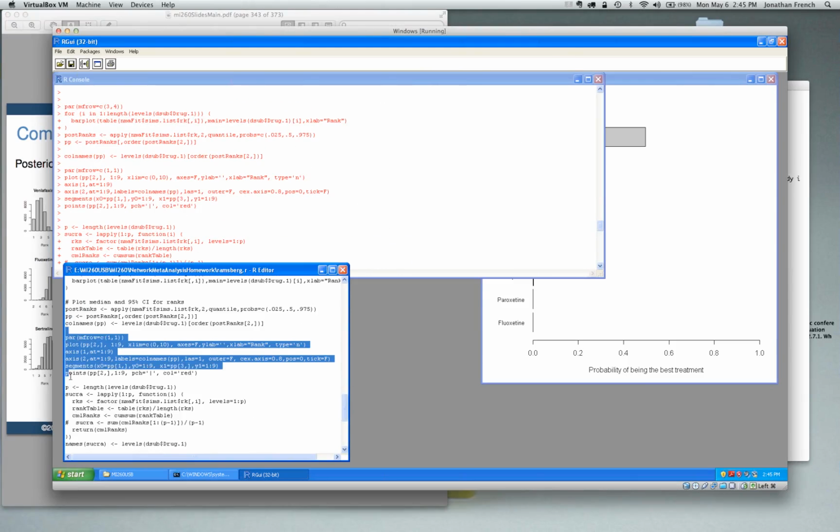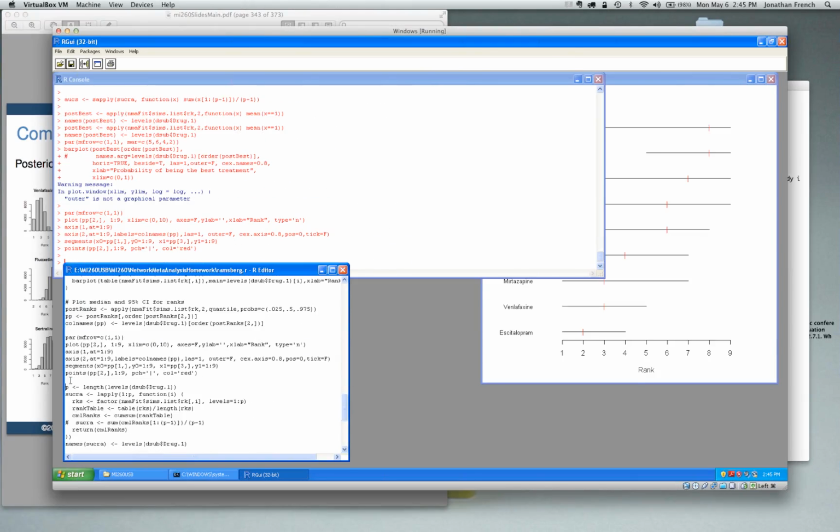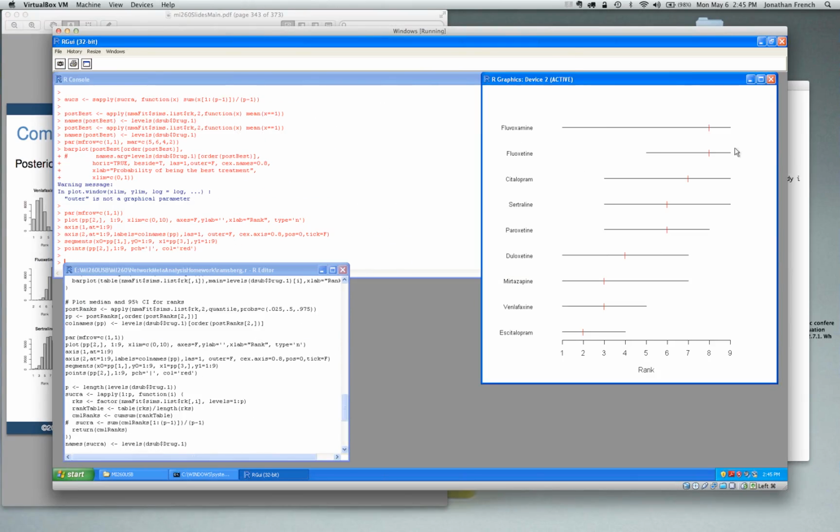So if we were to come back here and look at these posterior or credible intervals, we can see, for example, that fluvoxamine and fluoxetine both have a median rank of 8, but the credible interval for fluvoxamine goes from 1 being the best to 9 being the worst, whereas for fluoxetine, we're much more confident that it's toward the bottom, with the credible interval going only from 5 to 9 being the worst. Similarly, for escitalopram, we're pretty confident it's in the top 4.